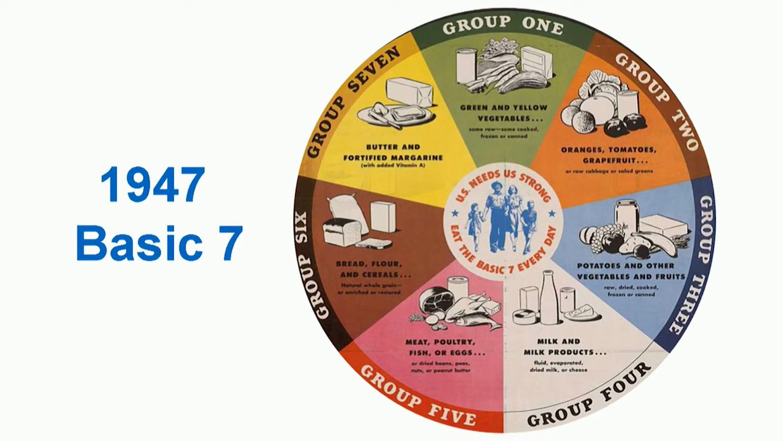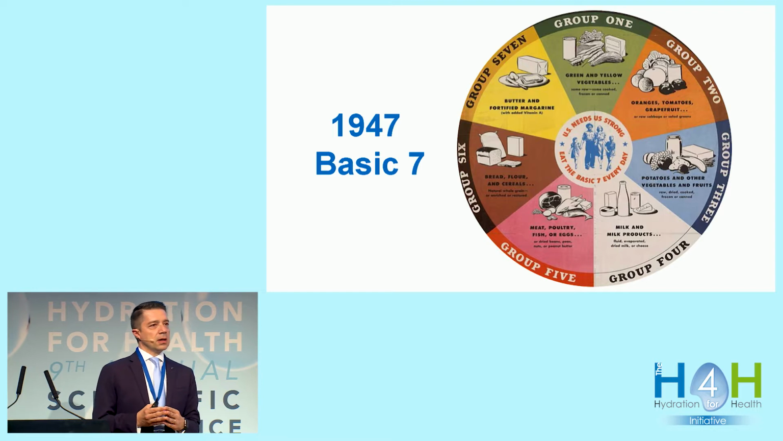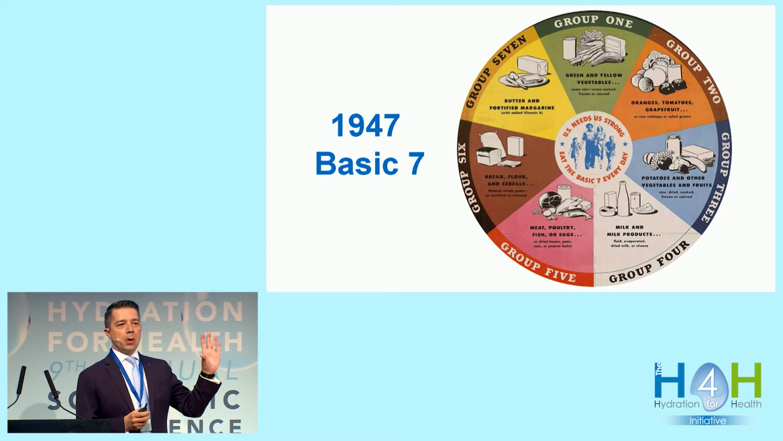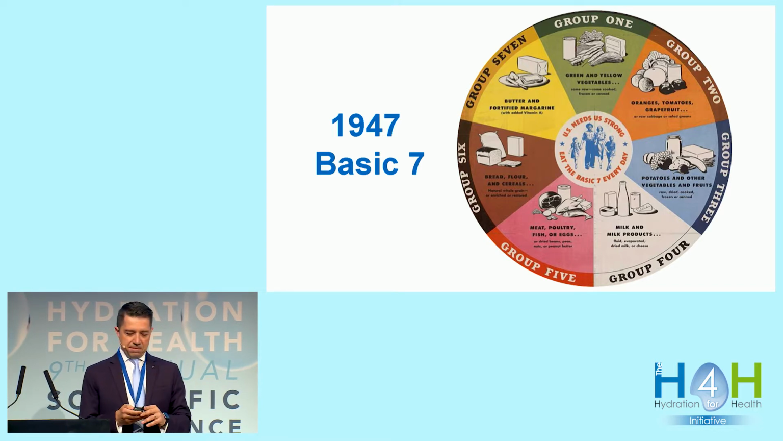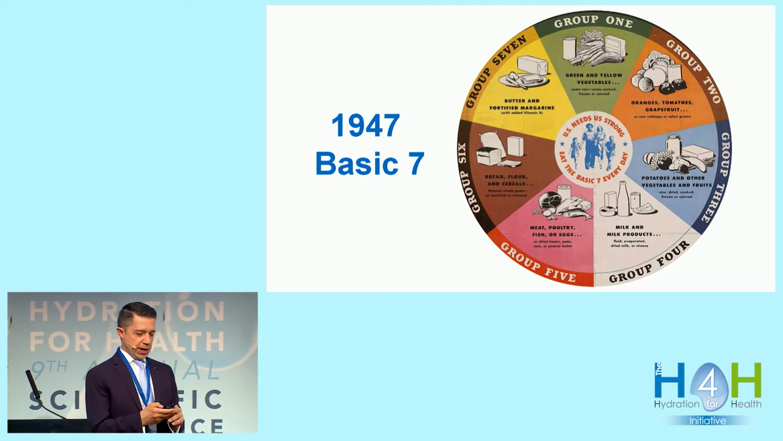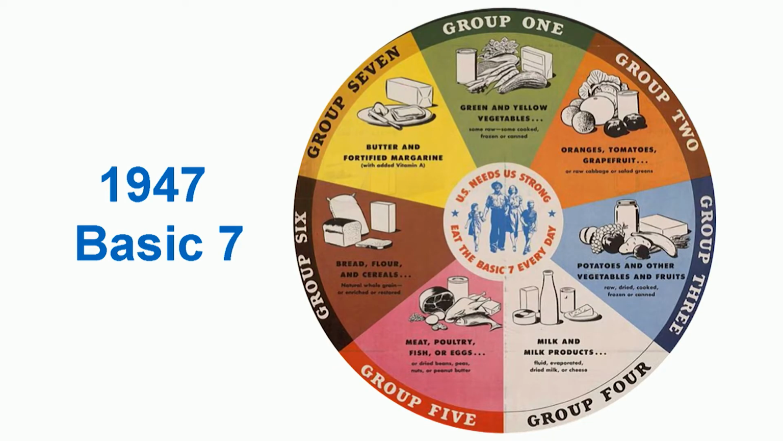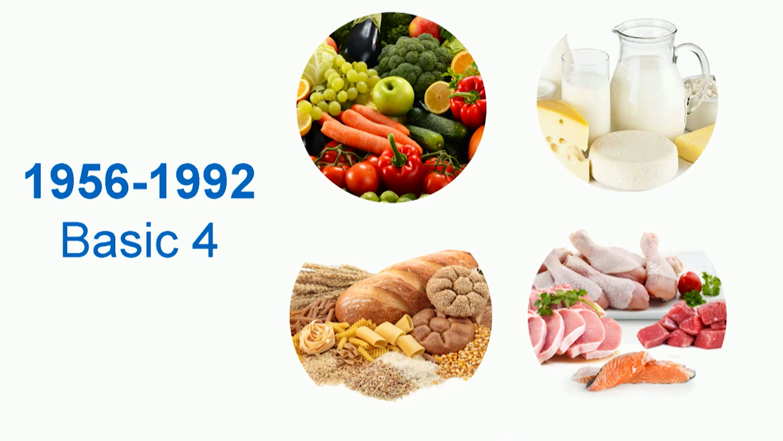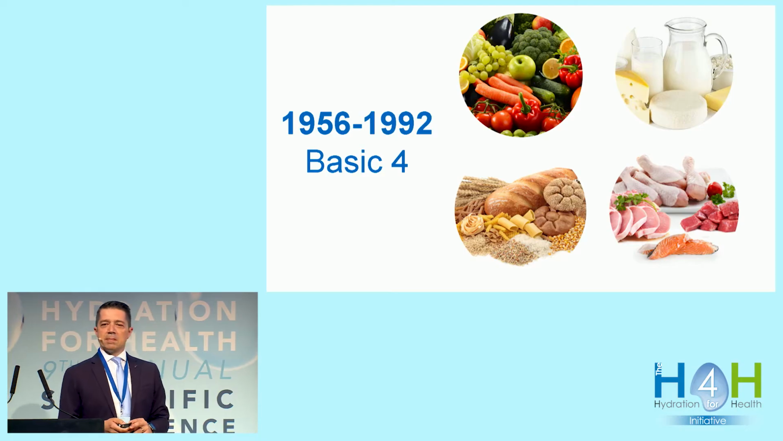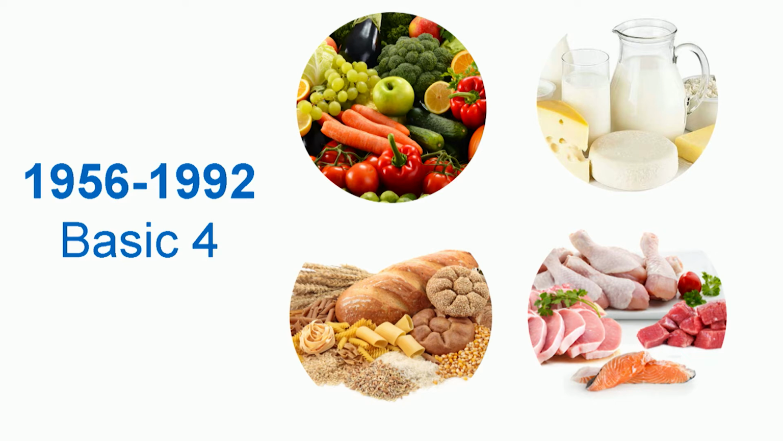But the first consumer-friendly guidelines were issued in 1947. Back then, they were presented in a circle model as the basic 7 nutrients. And you can see the different nutrients. Not surprisingly, water was not part of it. Later on, they updated this basic 7 and decided to do something simpler. The simpler version was the basic 4. There is no water in the basic 4.